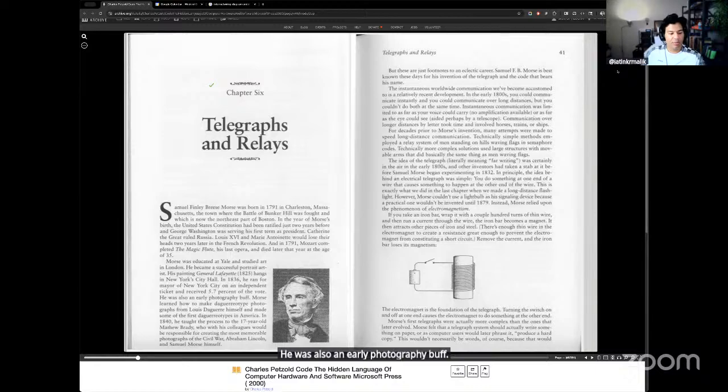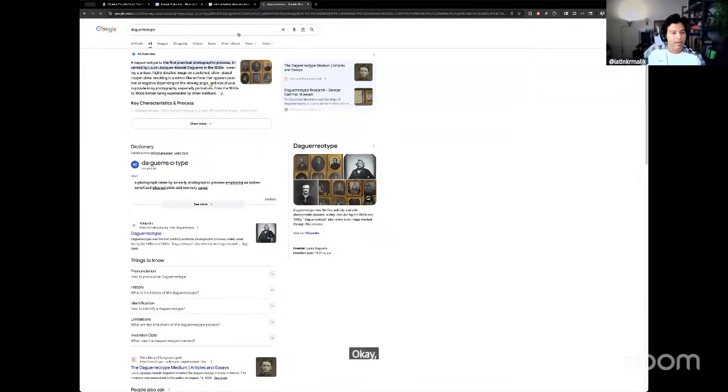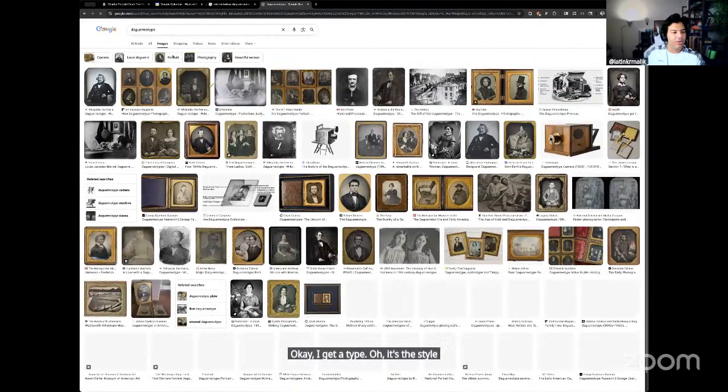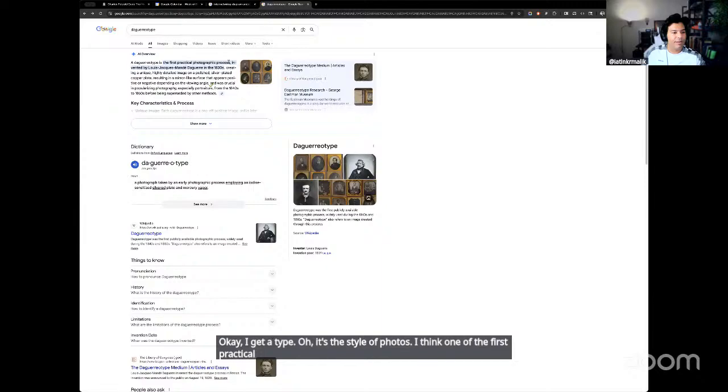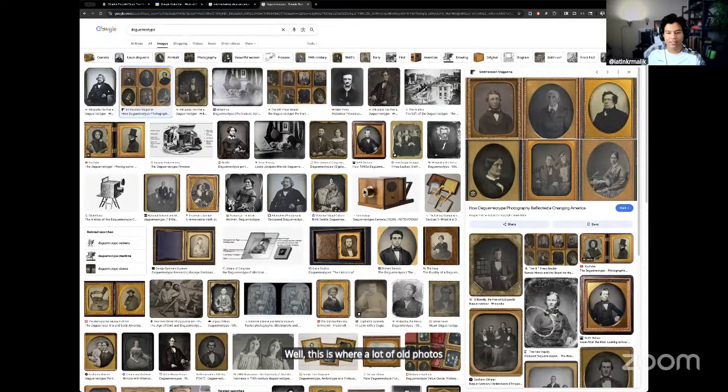Morse learned how to make the, I don't know how to spell this, let's see, daguerreotype photograph from Louis Daguerre himself and made some of the first. Let's search what this is. So, daguerreotypes. This is something I don't remember. Okay, daguerreotype. Oh, it's a style of photos. I think one of the first practical photographic processes, invented by this guy in the 1830s. Oh, this is why a lot of old photos look like this.